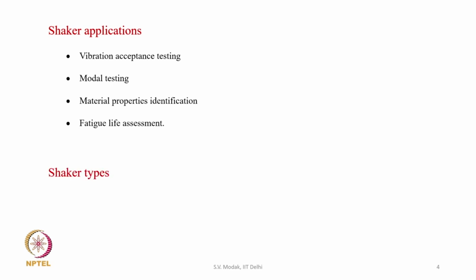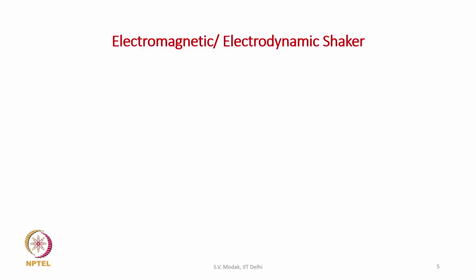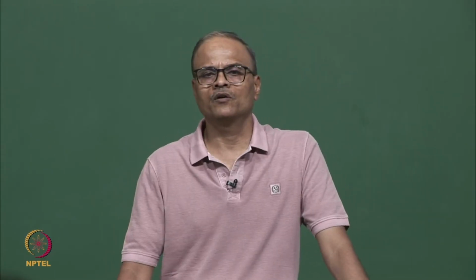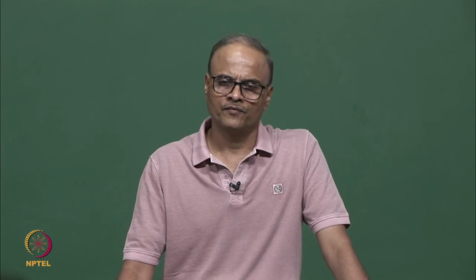There are several types of shakers available, like mechanical, hydraulic, electromagnetic or electrodynamic, and piezoelectric. So, these are the four types of shakers that are available. We will focus our attention on the electromagnetic or electrodynamic shaker. Let us look now at the basic principle of working of an electrodynamic or electromagnetic shaker.